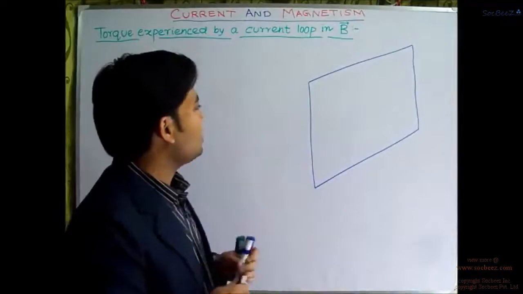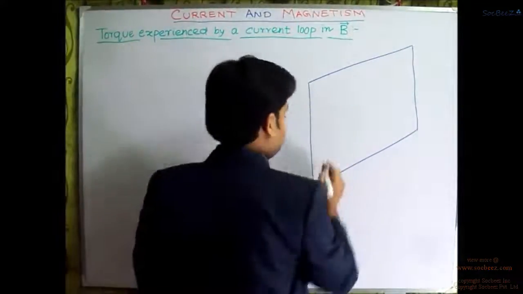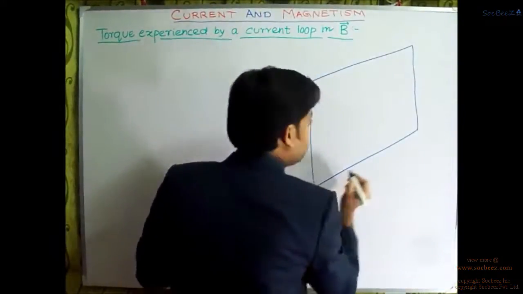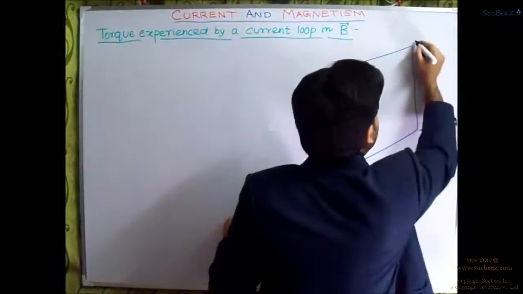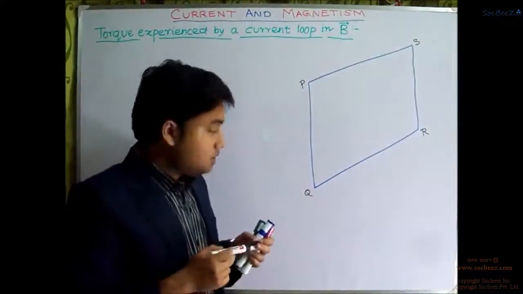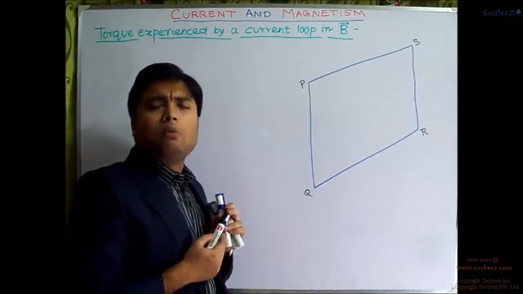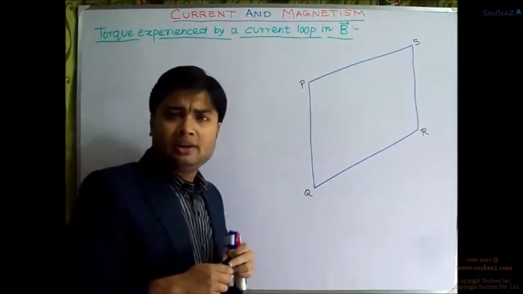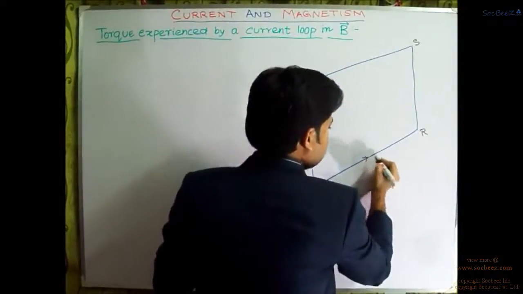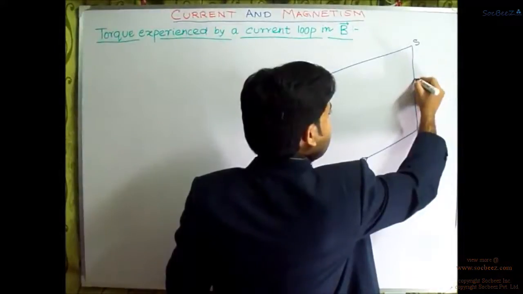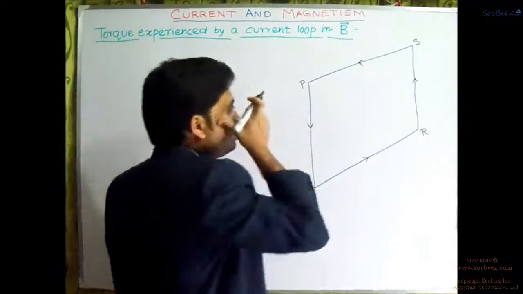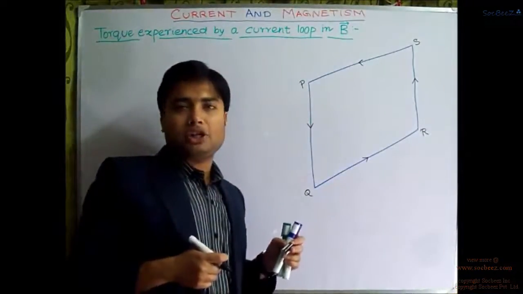Now let us give, for example, P, Q, R and S, the 4 points. Let us name this rectangular loop. Now, if this is a rectangular loop, obviously a current should be flowing through it, right? If the current is flowing likewise from QR to RS to SP and then back from P to Q, this is the direction of the flow of the current.